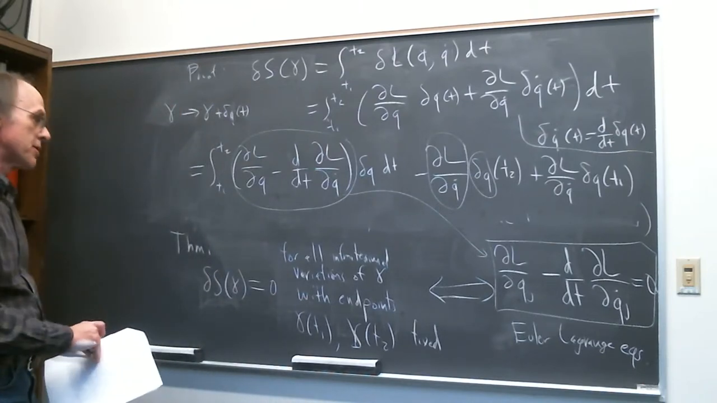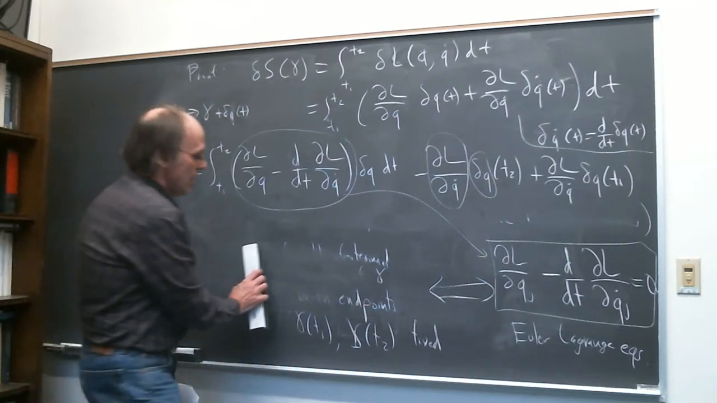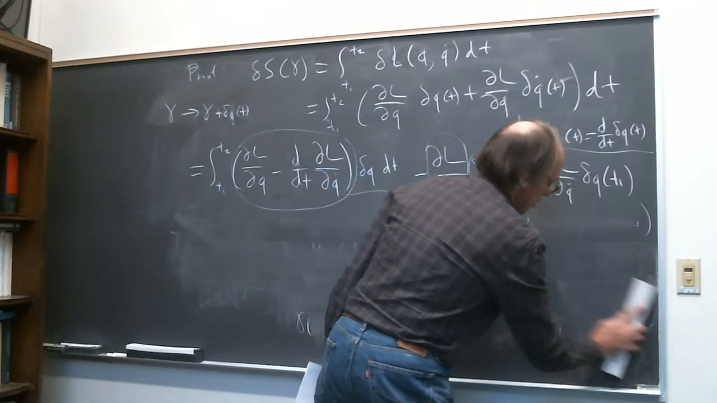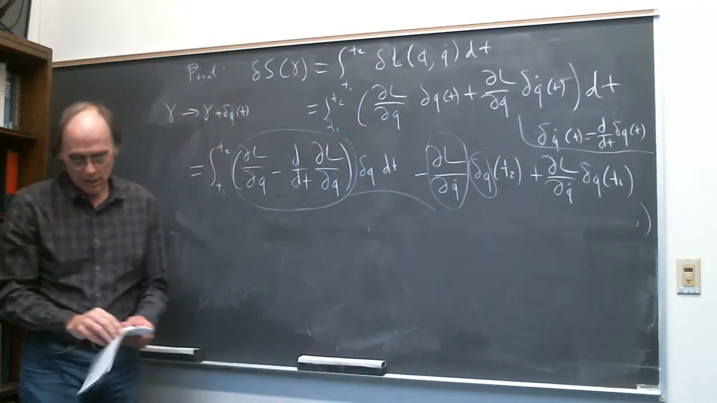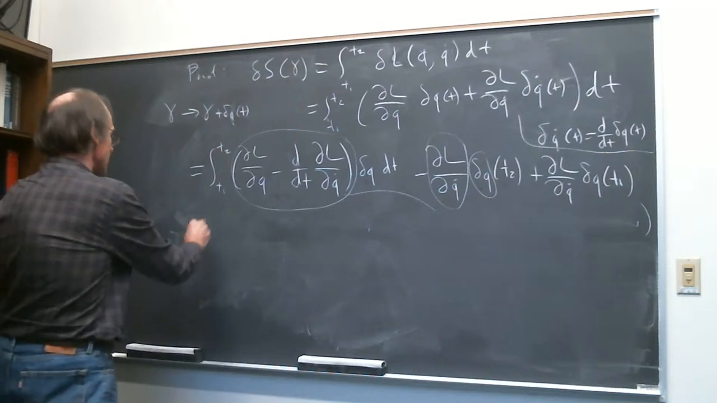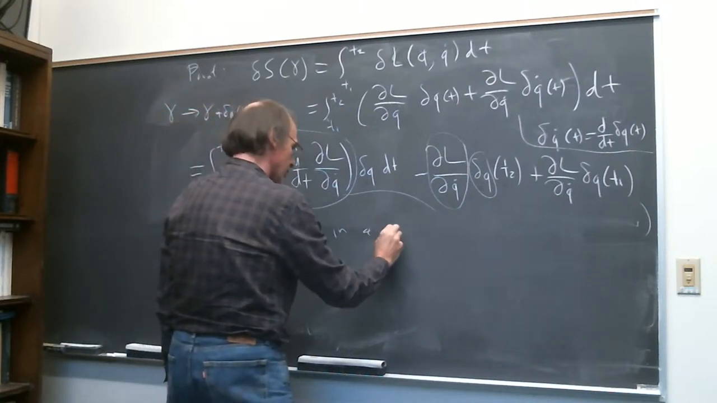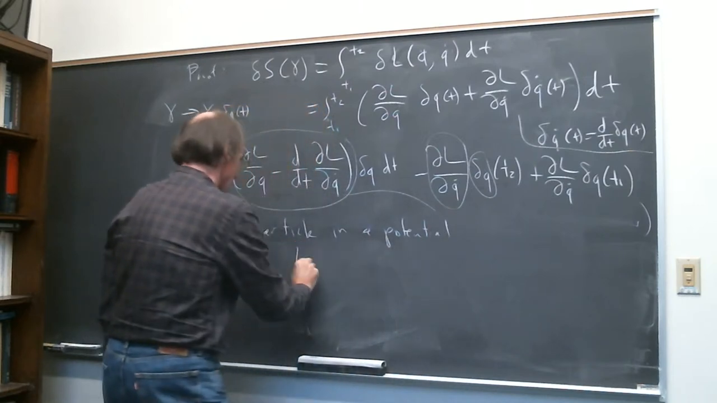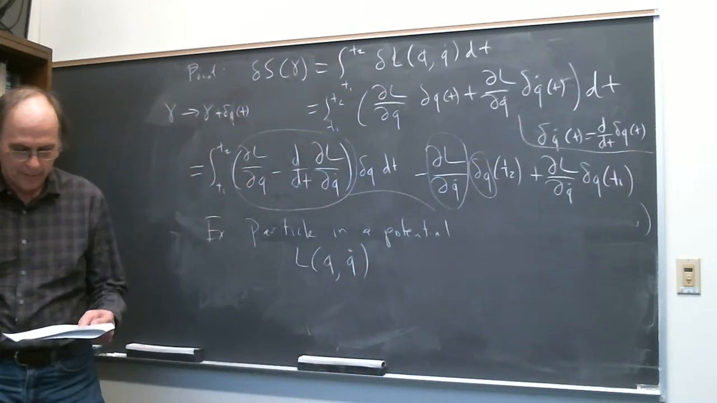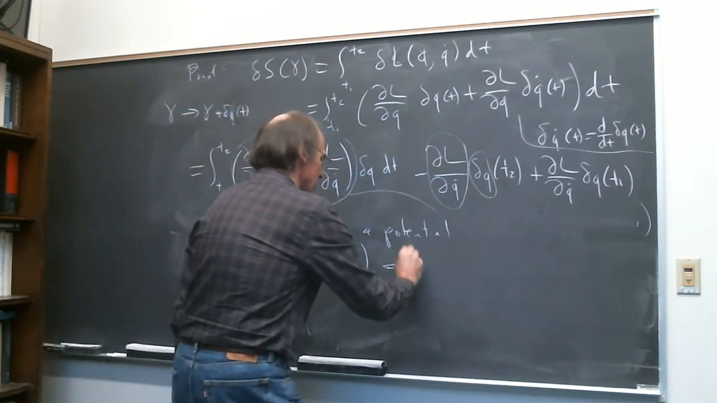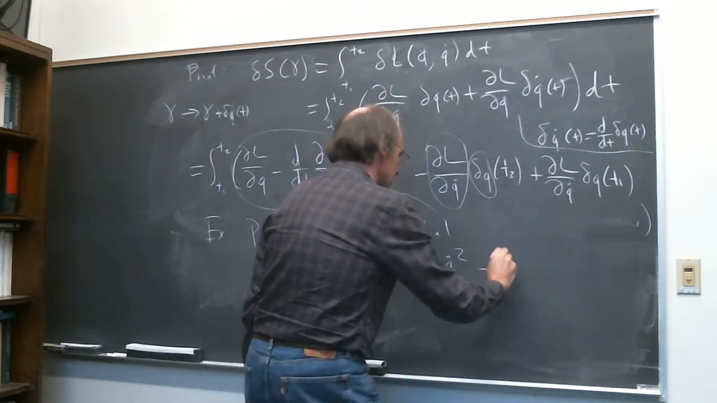Okay, so let's do the basic example, the simple example, just standard mechanics, where you want to recover Newton's second law for a particle in a potential. So the example of a particle in a potential: L of q and q dot. I'll just write this for one degree of freedom, but in general it's one half m q dot squared minus V of q.